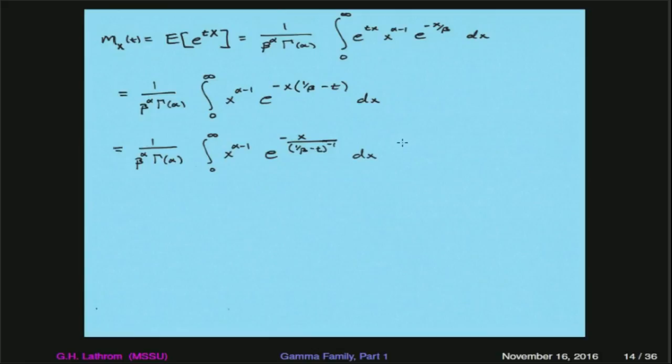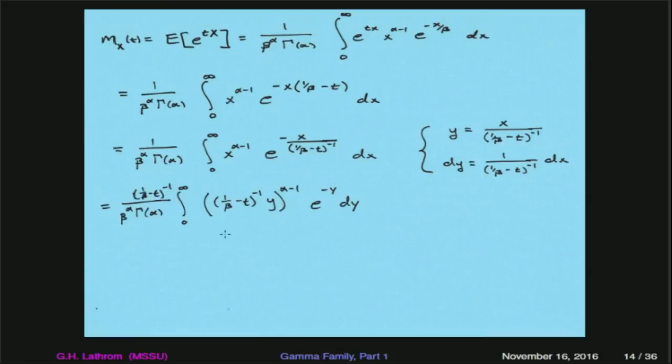If we want to evaluate that, we can do a u substitution, or in this case a y substitution. So if we let y equal x over 1 over beta minus t to the negative 1 power, then here's the value we get for our dy. Making that substitution, we've got our e to the negative y power. Inside, our x becomes 1 over beta minus t to the negative 1 times y, which goes into the alpha minus 1 power. And we've got this extra factor of 1 over beta minus t to the negative 1 on the outside, which was just a constant as part of our dy.